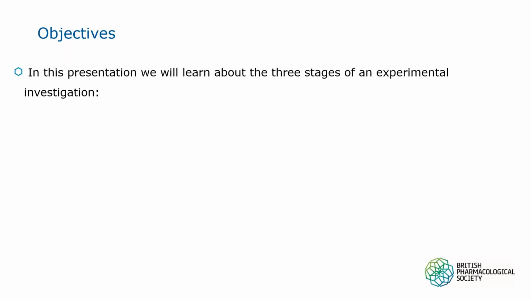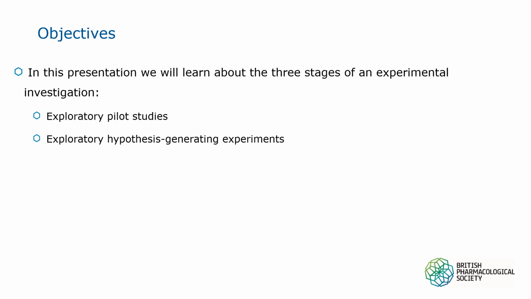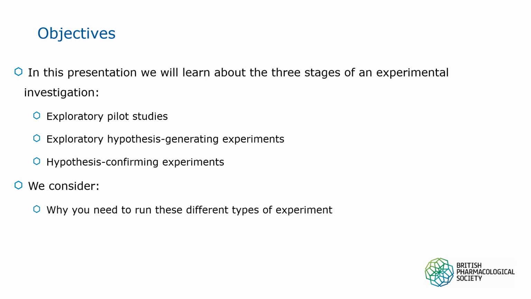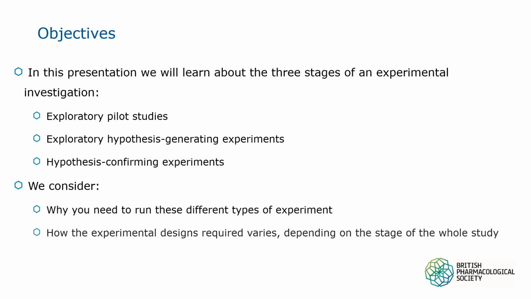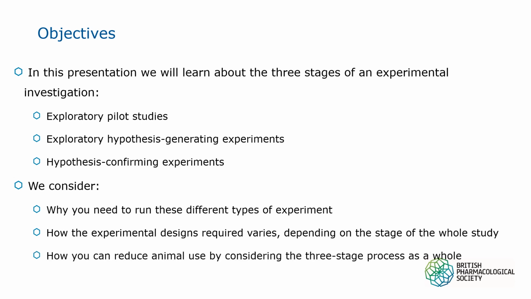In this presentation, we will learn about the 3 stages of an experimental investigation: pilot studies, hypothesis generating experiments, and hypothesis confirming experiments. We will consider why you need to run these different types of experiment, how the experimental designs required varies depending on the stage of the whole study, and how you can reduce animal use by considering the 3-stage process as a whole.